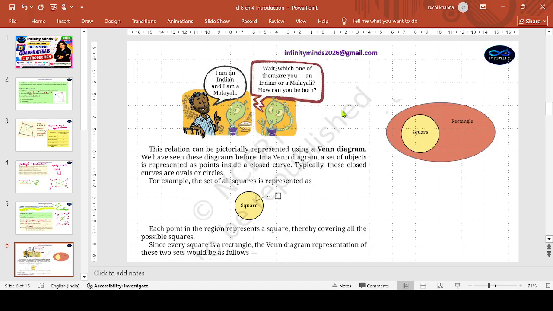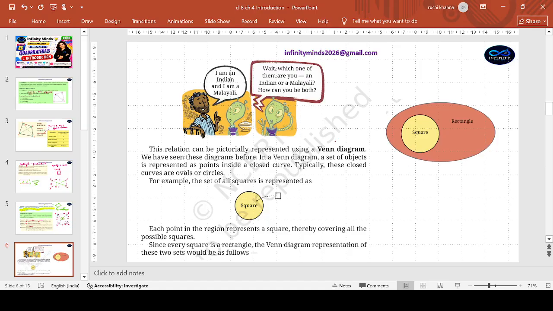We have seen these diagrams before. In a Venn diagram, a set of objects is represented as points inside a closed curve. Typically, these closed curves are ovals or circles. For example, the set of all squares is represented as this. Each point in the region represents a square, thereby covering all possible squares. Since every square is a rectangle, the Venn diagram representation of the two sets will be this.